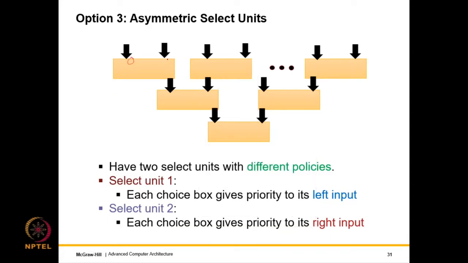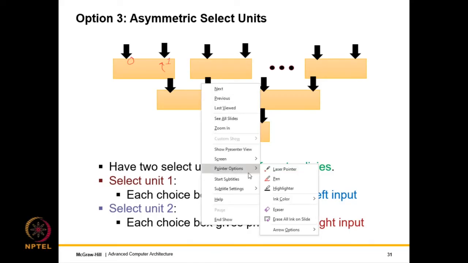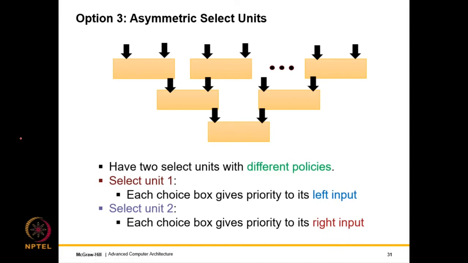If one of the request lines is 1, then also there is no problem at all, because by default this request is chosen. So we can again erase the ink on the slide, and likewise is the case for the other case, right? If it is 1 and 0, then by default this input is chosen. However, if both the inputs are 1, then the fun lies here.